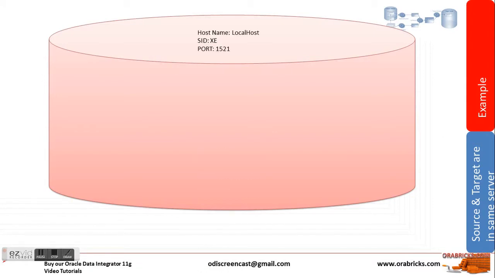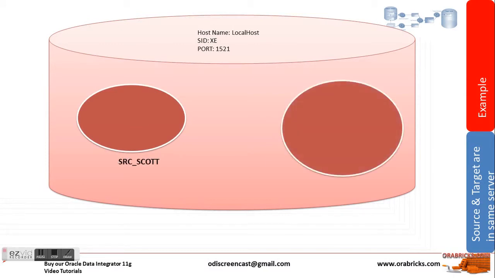Suppose this is your database. This is your local Oracle database, which is running on port number 1521, and the service ID of this database is XE, that means Express Edition. So this is your SRC Scott schema. This is your TRG Scott schema. Basically, you have an EMP table in SRC Scott schema. So with the help of an ODI interface, you have to load TRG EMP table, which is in TRG Scott schema.